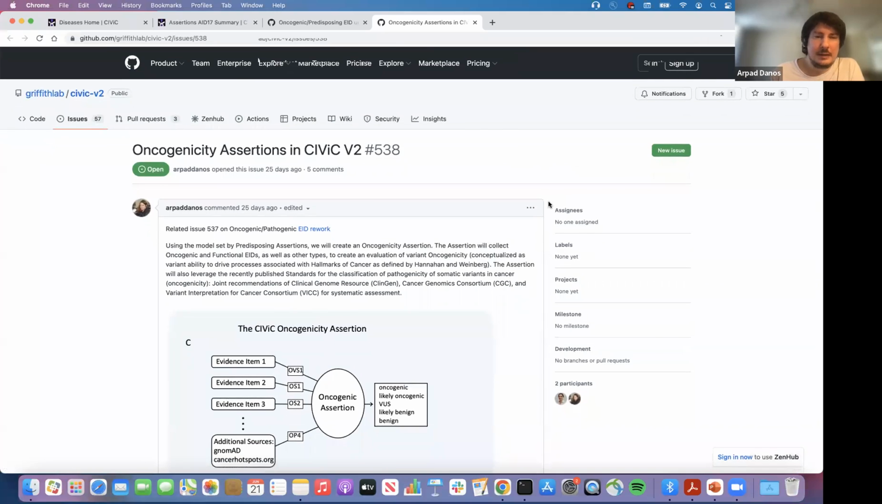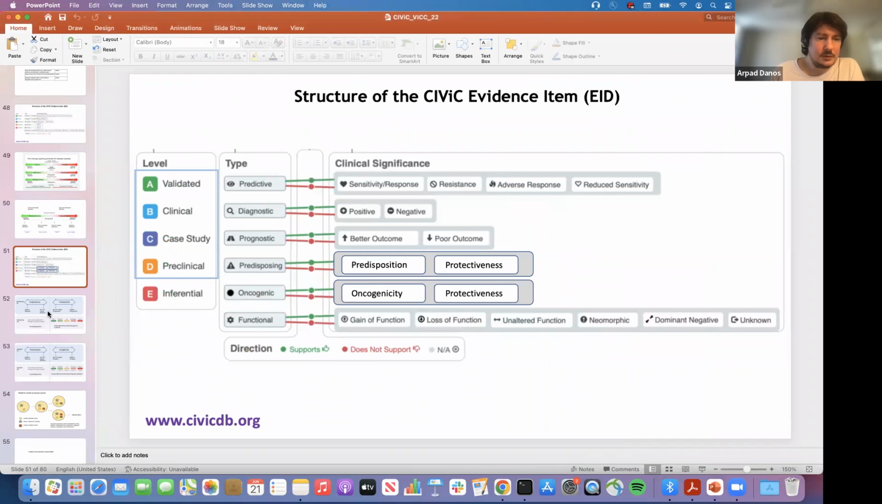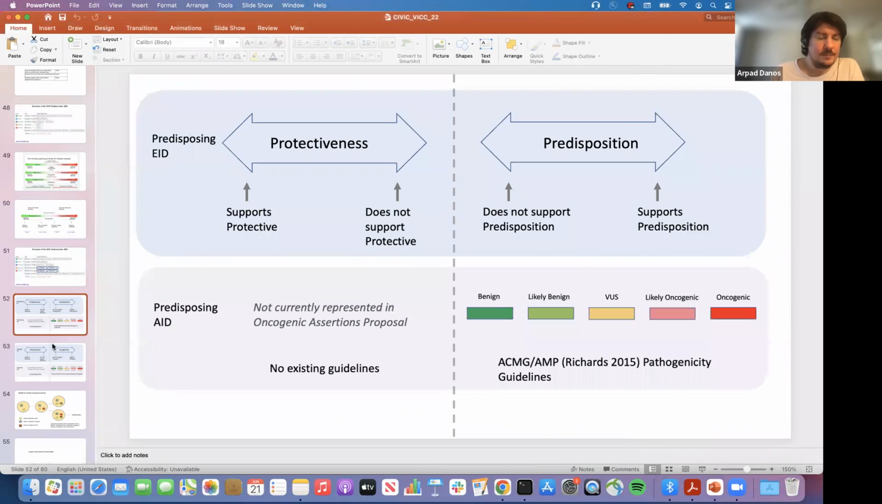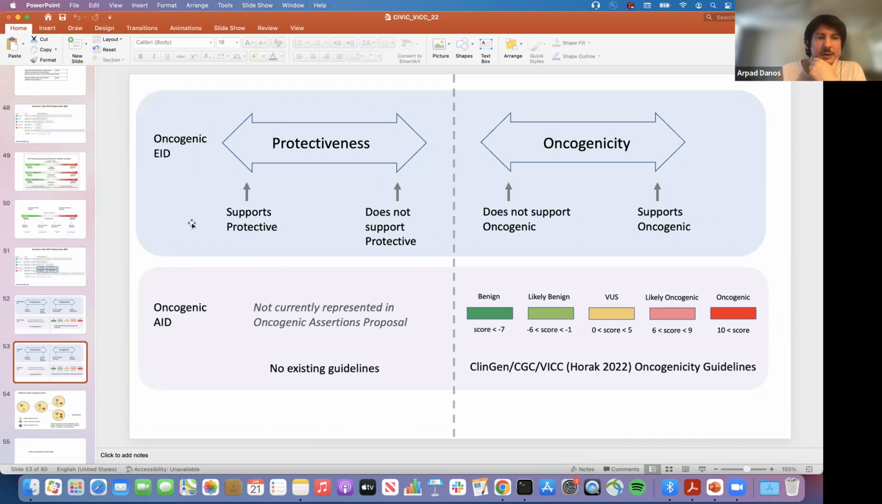This is the assertion. But the assertion, I think, is more straightforward. So I think this just further adds context to the ideas. Again, the predisposing EID, protective, predisposition, the predisposing AID, the assertion, it's just this stuff that's well accepted, well established. And then our proposed oncogenic EID will have this protective oncogenicity.